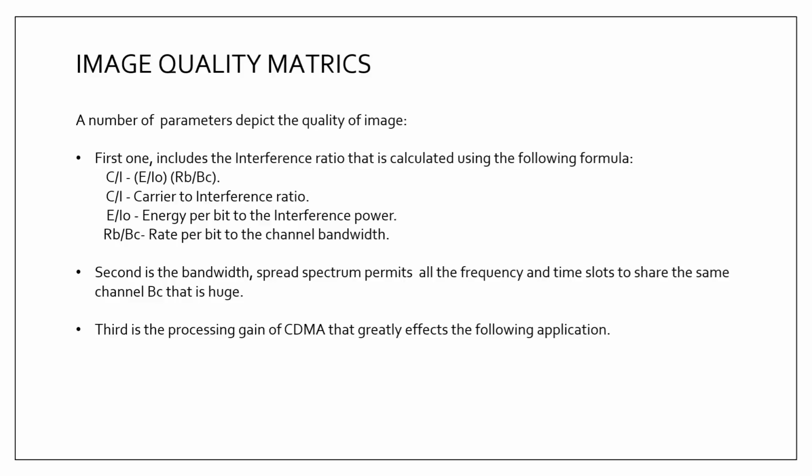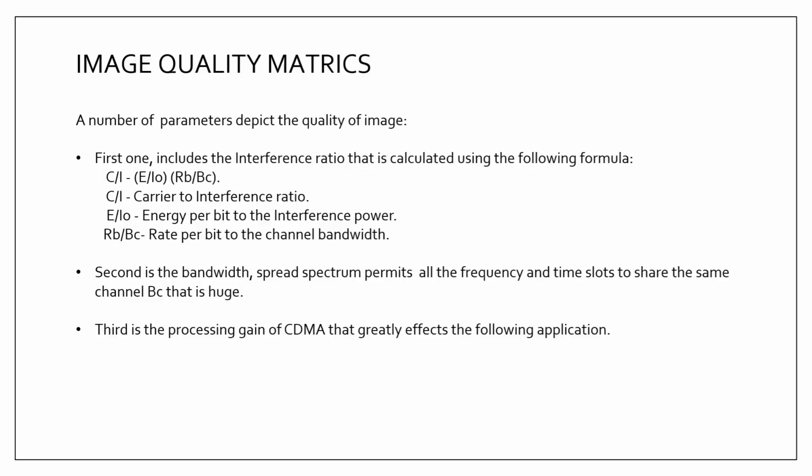C/I is the carrier to interference ratio. Eb/I0 is the energy per bit to the interference power. Rb/Bc is the rate per bit to the channel bandwidth.